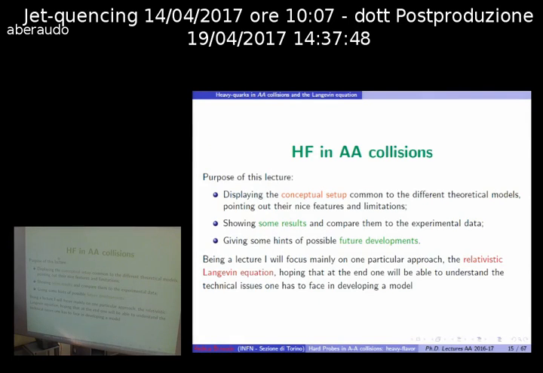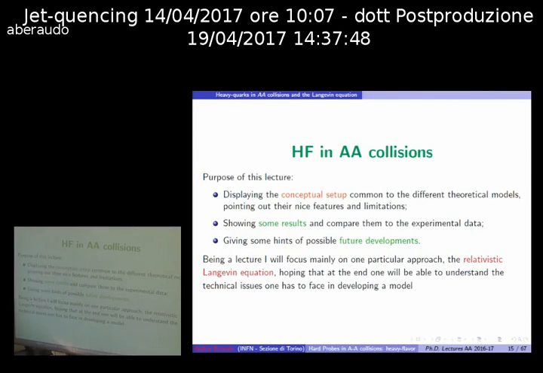So let us move to HeavyFlavor in heavy ion collisions. I will focus on displaying the conceptual setup, and I will show some results and comparison with the experimental data, and then maybe I will give some hint of possible future developments, also on the most recent results.